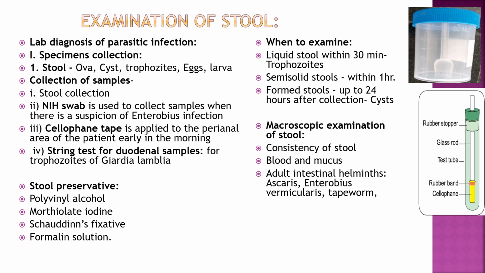The first step is macroscopic examination of stool. Consistency of stool, like whether it is liquid, semi-solid or solid. Then blood or mucus present or absent. Then a few parts of the intestinal parasites, like adult worms or segments, like Ascaris, Enterobius vermicularis, tapeworm. So we can see those parts of the parasites.